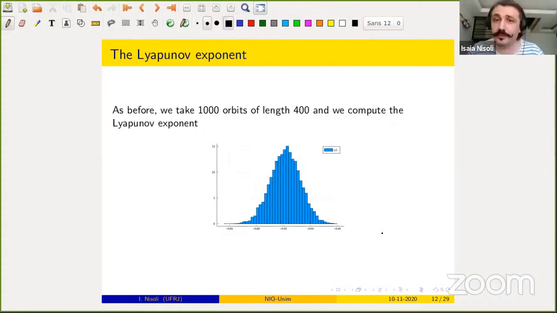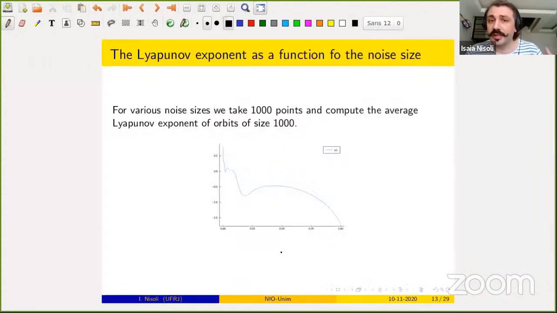And what we see is that if we compute the average of the log of the derivative with respect to the orbits, now they are concentrated around a negative number. Okay, so this is exactly what the physicists call noise-induced order. Okay, so essentially with a small noise, you have a positive Lyapunov exponent, so the orbits are separated. But with a big noise, the orbits are brought together by the dynamics.